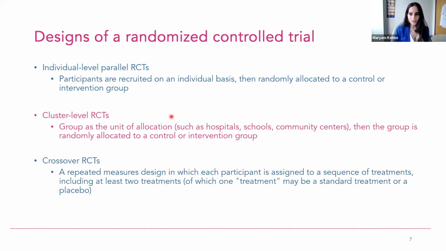The third common design is a crossover randomized controlled trial, where you can think of it as a repeated measures design, where each participant acts as their own control through a sequence of treatments, where they receive one treatment, then there's a washout period, and then they receive the second treatment. And because these participants serve as their own control, the advantage of this design is that it requires fewer participants to enroll to achieve the same power in the study.